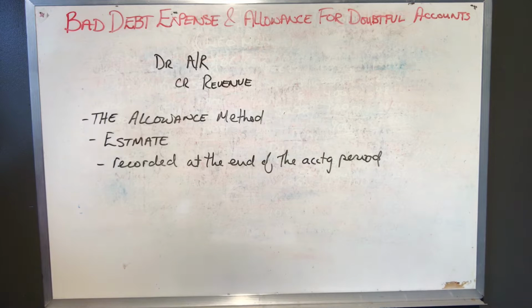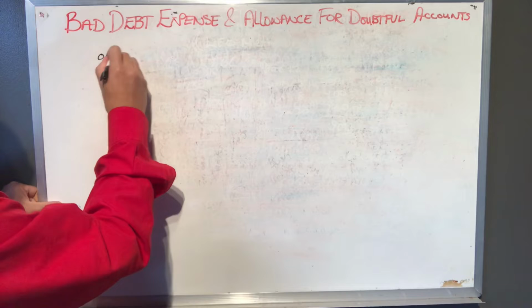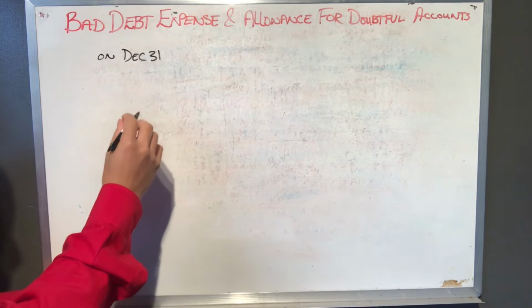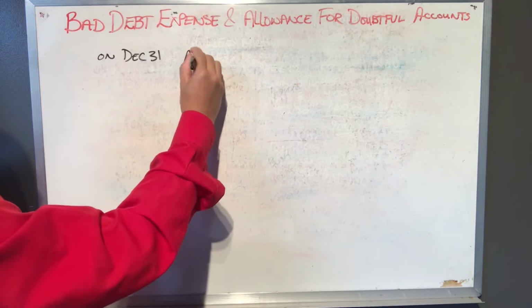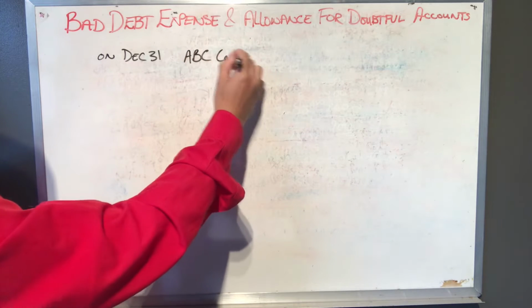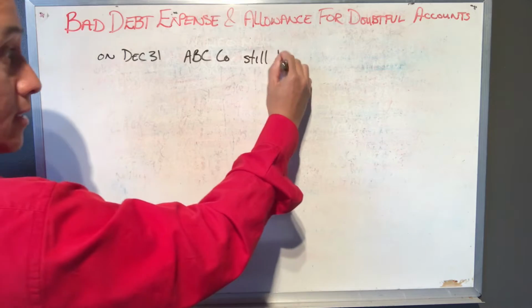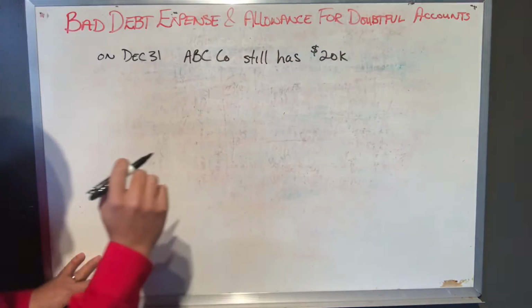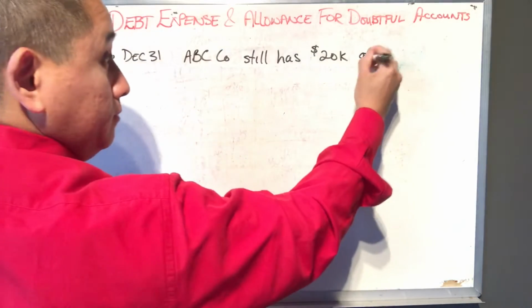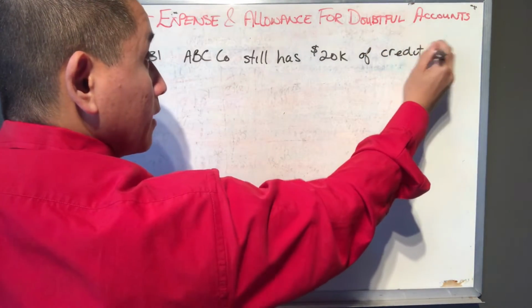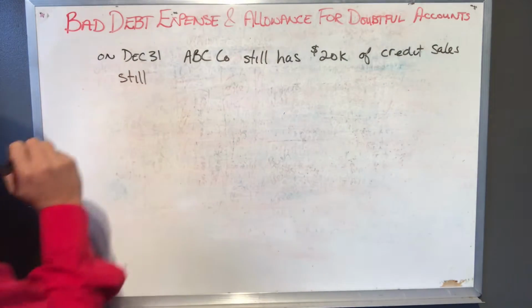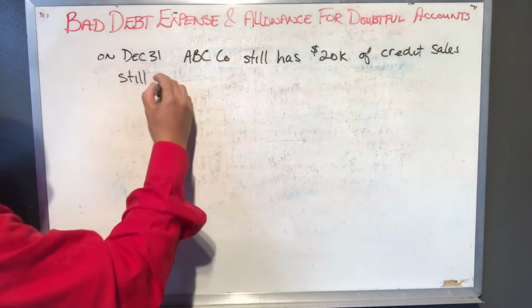Now let's run through a numerical example of this. Let's say on December 31st, ABC Company still has about $20,000, we'll designate 1,000 by K, of credit sales that are still outstanding, or in this case deemed uncollectible.